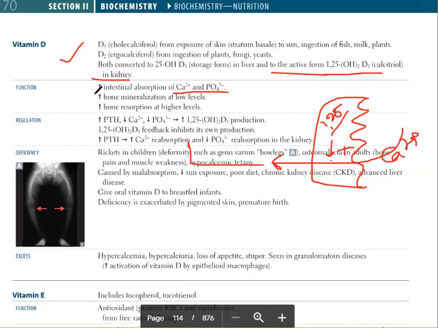Okay, increase bone mineralization at low levels. So you see, from your blood, it is helping it move into your bone. Okay, and increase bone resorption. What do you mean by bone resorption? Bone resorption means the calcium is being stored in your osteoblast. It is helping your bone to maintain its integrity and shape back again, that we call resorption.